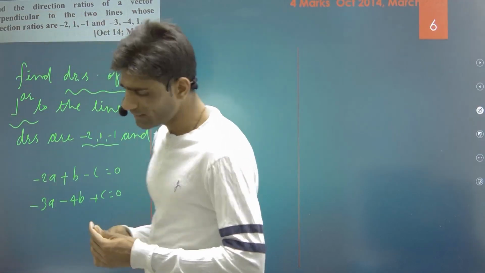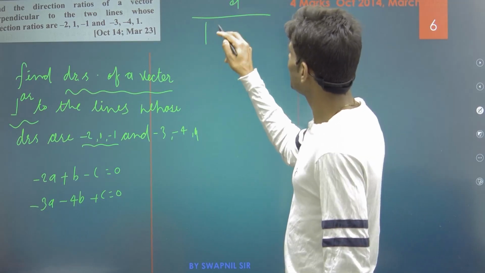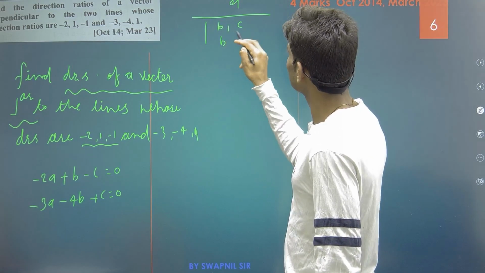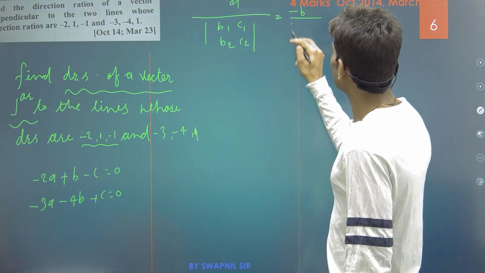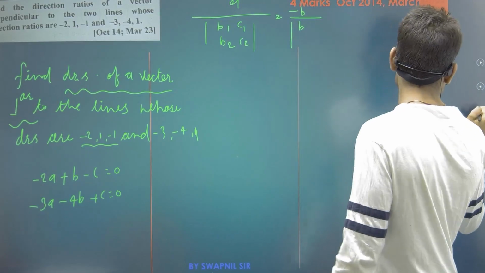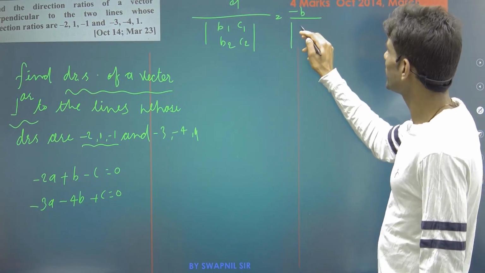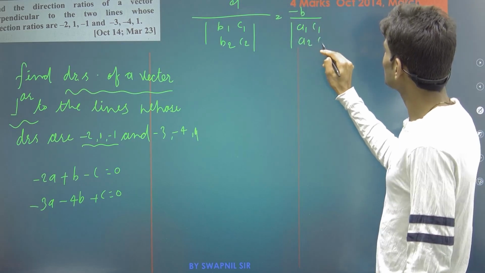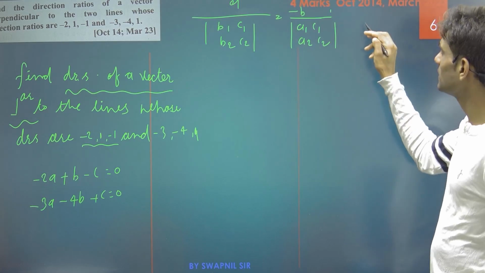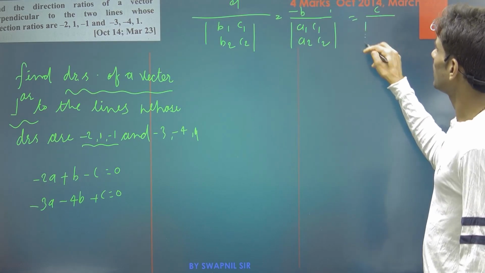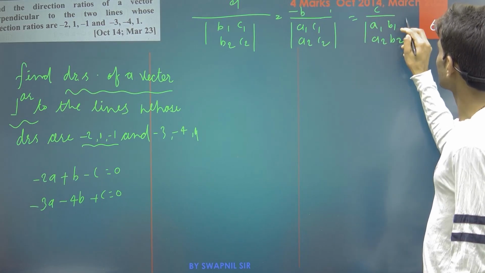For finding the direction ratios, we know that we can take A upon the determinant of B1, C1, B2, C2. Similarly, we write minus B upon the determinant of A1, C1, A2, C2. Earlier we have taken negative B. When we have vectors which are perpendicular, we consider this case. And C upon the determinant of A1, B1, A2, B2. So we take this here.